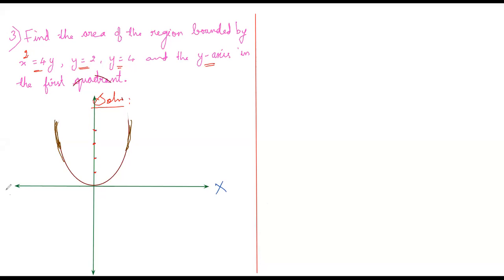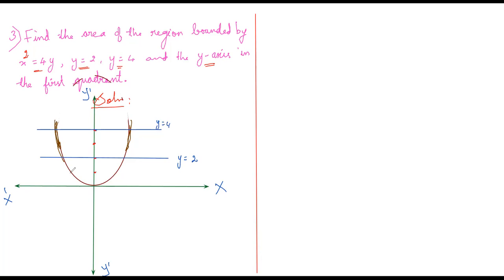Okay, and now let us plot the line y is equal to 2 and y is equal to 4. So y is equal to 2: plot the point, and you draw the line from the point 2 parallel to the x-axis. That is the line y is equal to 2. And now draw the line y is equal to 4, starting from 4 parallel to the x-axis. So that is the line y is equal to 4.